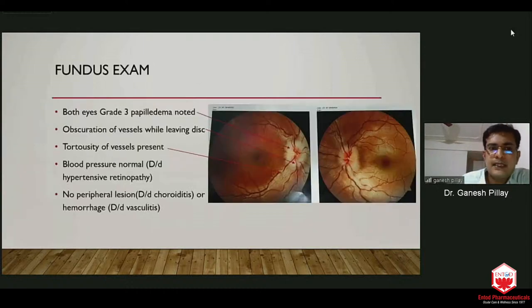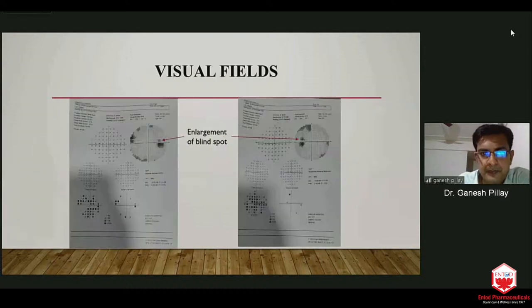On fundus examination, there was grade 3 papilledema in both eyes, with obscuration of vessels while leaving the disc, which we can see in this photograph. There was tortuosity of vessels. Blood pressure was normal. No peripheral lesion or any hemorrhage was seen. On visual fields, we can see there was enlargement of the blind spot.